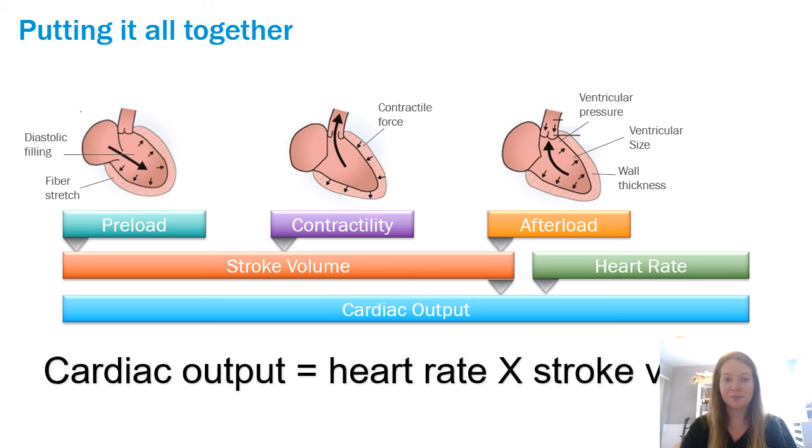So putting it all together, your cardiac output is made up of heart rate and stroke volume, and your stroke volume is made up of three things: preload, afterload, and contractility. And when you're looking at your numbers, make sure to understand that all of these variables are dependent on one another. The amount of preload can negatively impact your contractility, and the amount of afterload can impact your contractility. So you have to ensure that all variables are within their normal limits.